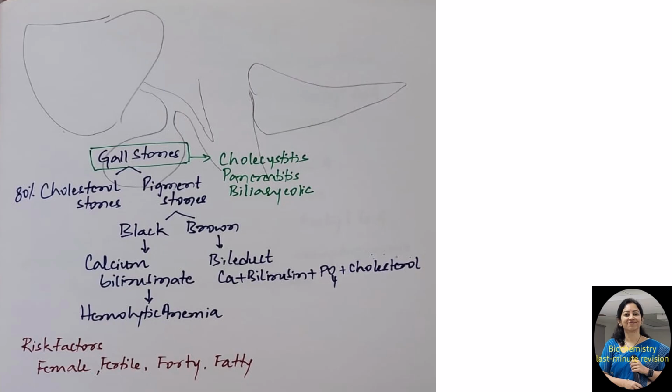the pancreatic duct also opens in the second part of the duodenum. So this infection can reflect back onto the pancreas, manifesting as pancreatitis also.